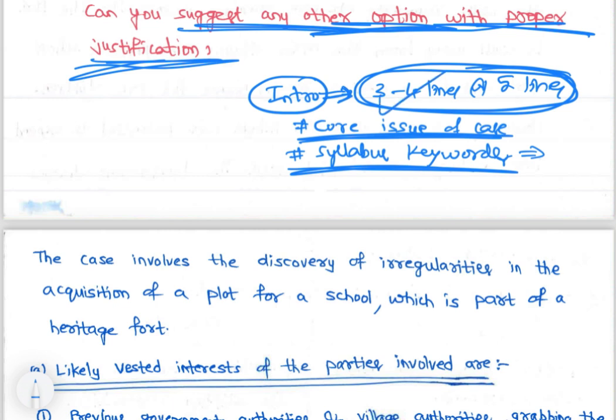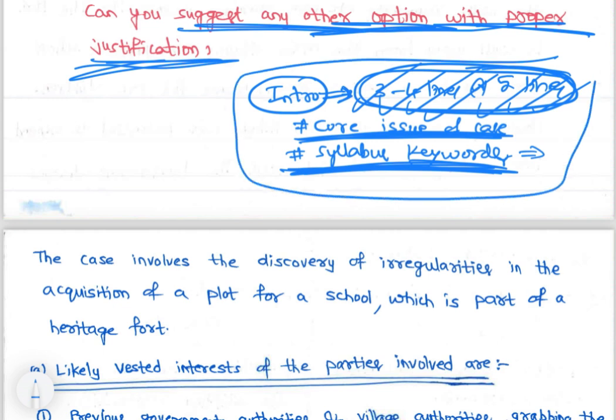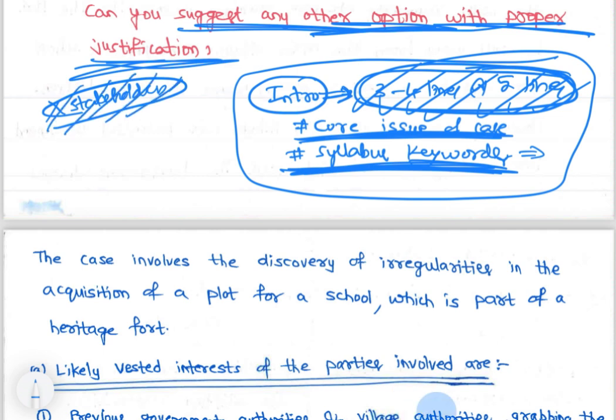So in 3-4 lines, you need to discuss that. Core issue of the case and keywords of the syllabus. That will be the intro. And one more thing you need to keep in mind is, don't write stakeholders. Stakeholders, ethical issues involved, write only when it is explicitly asked in the question. जो भी questions में explicitly पूछा नहीं है, you need not write that.